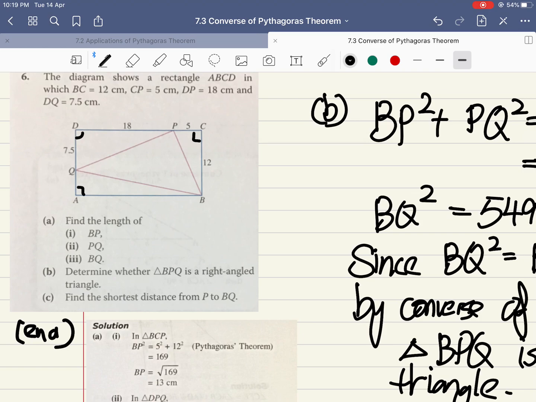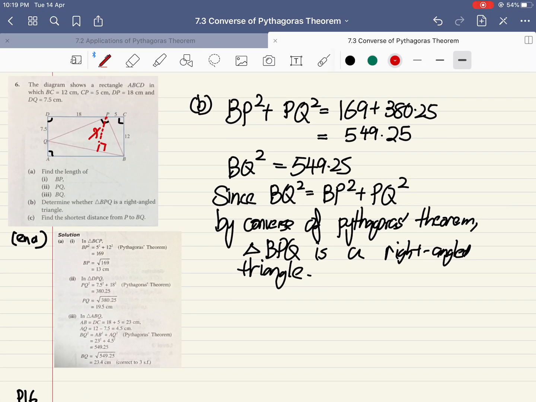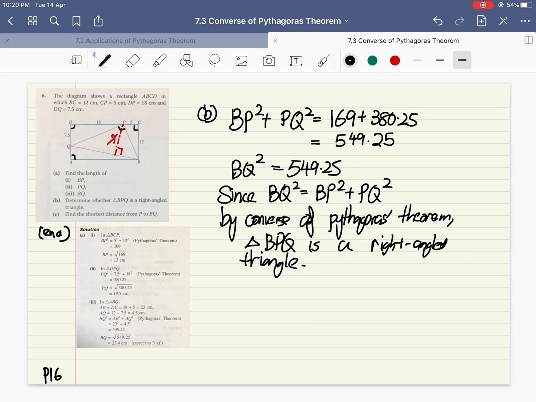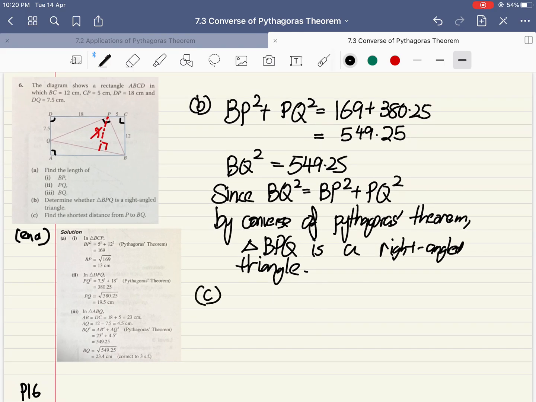Now the last part is this. Try to find the shortest distance from P to BQ. So if you can just take a moment now, before the video carries on, to actually draw where this shortest distance is. We found out this is 90. You draw the perpendicular. So this distance x is the shortest distance from P to BQ.